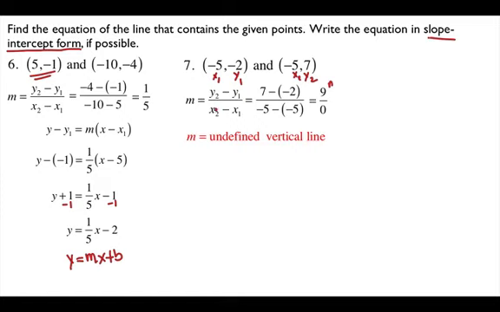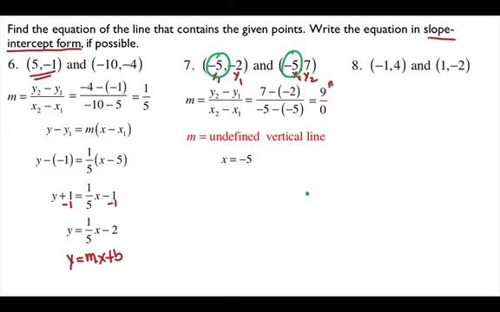So we cannot use this form nor this form, and you know that any vertical line is x equals a real number, and it turns out to be the x value of the point. It turns out to be the same. That's why it makes sense that it's x equals -5. Let's go to number 8.